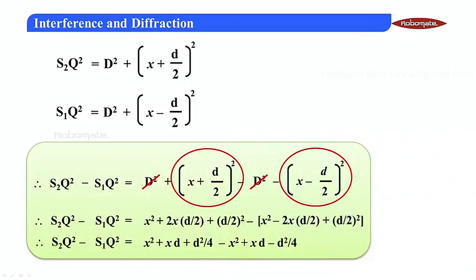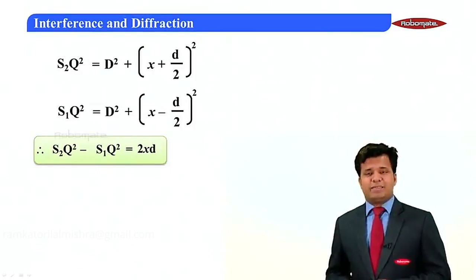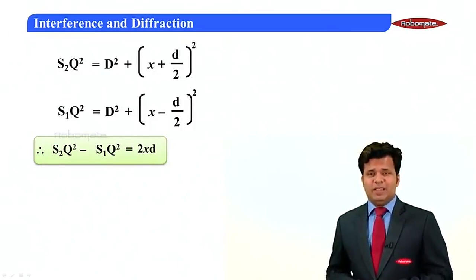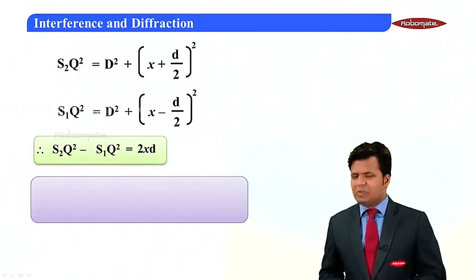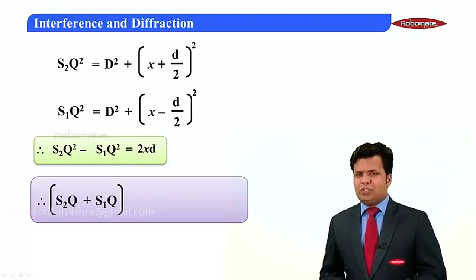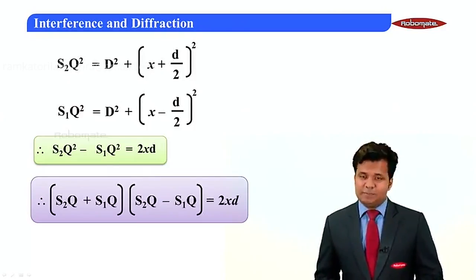Where we can see x square and x square would get cancelled, d square by 4 and minus d square by 4 would get cancelled. So the remaining terms are xd plus xd, that is 2xd. So what have I obtained here? I have obtained S2Q square minus S1Q square as equal to 2xd. This is nothing but a square minus b square, that is (a plus b)(a minus b). So I can write this as (S2Q plus S1Q)(S2Q minus S1Q), which is equal to 2xd.